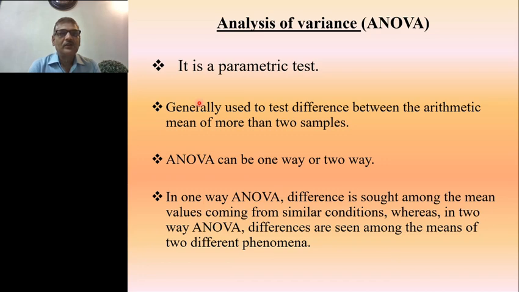Generally, this test is used to see the difference among the mean values, that is, more than two mean values, and this test can be one way or two way, but presently I'm going to discuss only one way ANOVA, which is also referred to as single factor ANOVA. In one way, the difference is observed among the mean values coming from similar conditions, whereas in two-way ANOVA, differences are seen among the means of two different phenomena.